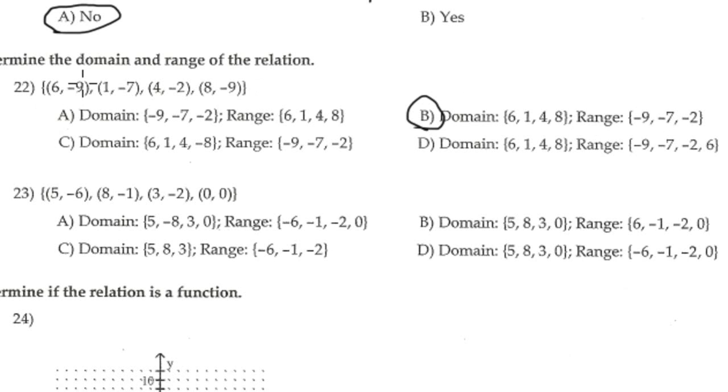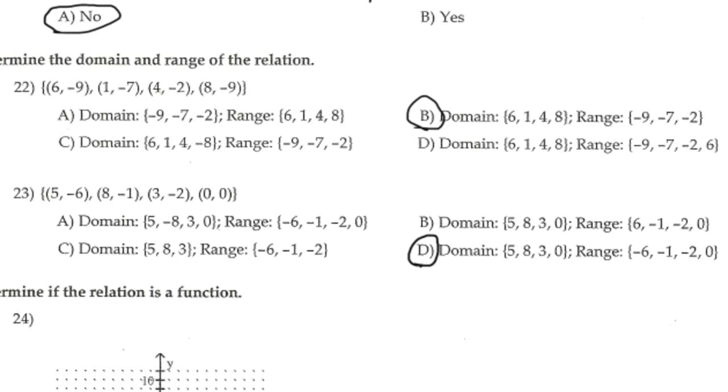Negative 9, negative 7, and negative 2, and no repeat again, negative 9. And 23 is similar. Domain is 5, 8, 3, and 0, and range is negative 6, negative 1, negative 2, and 0. It corresponds with option D, 5, 8, 3, 0, negative 6, negative 1, negative 2, 0. This is option D.